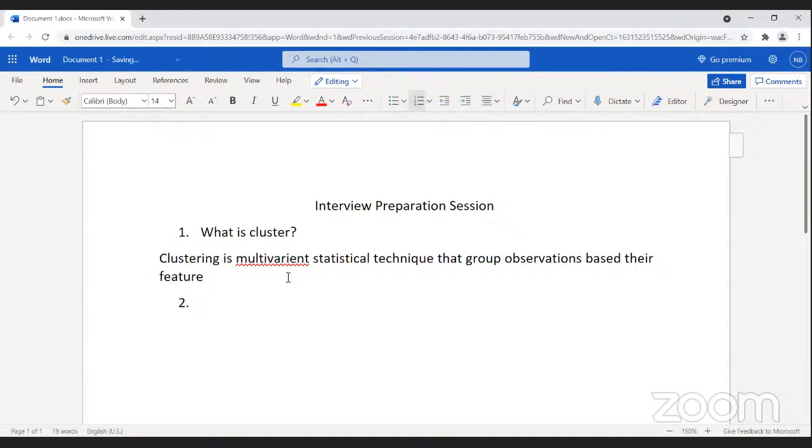Then second question, what is k-means clustering? I will be giving 1 more minute for you to respond.